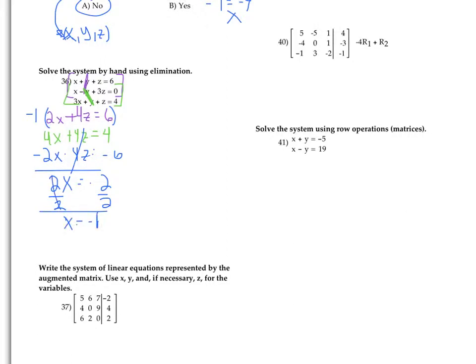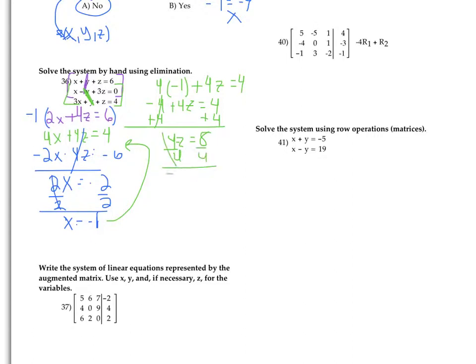Once we have x, it's like a downhill slide from here. We take this and plug it back into one of these two equations and solve for z. I'm just going to pick the first one for fun. Well, that's actually the middle one, I guess. So never mind. 4 times -1 is -4. Plus 4z equals 4. Add 4. 4z equals 8. Divide by 4. Get z equals 2.